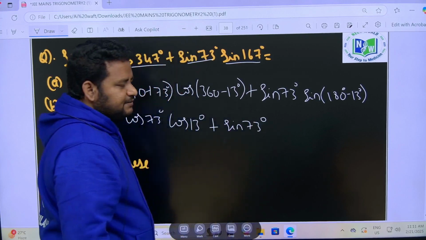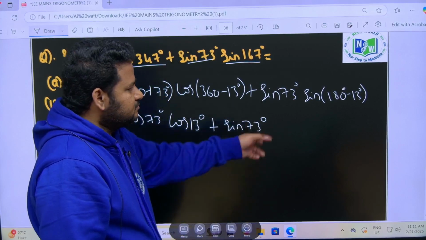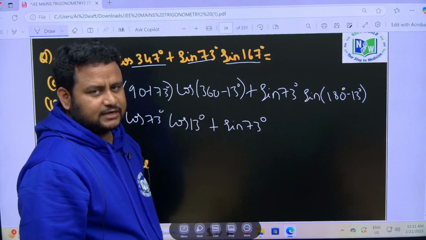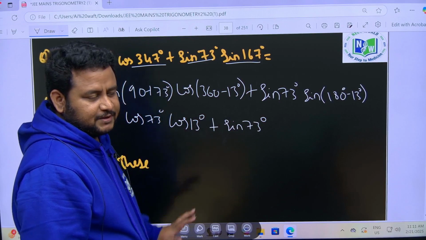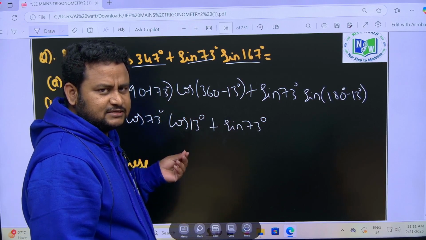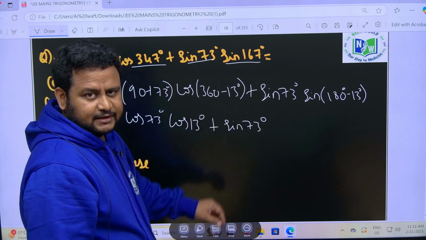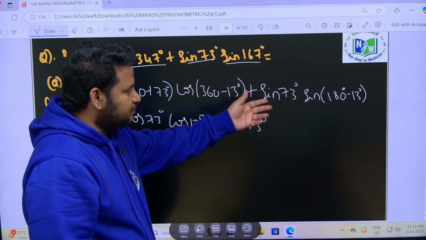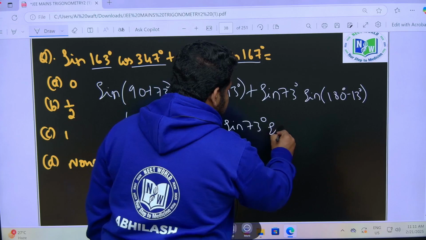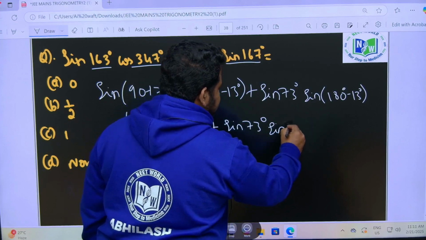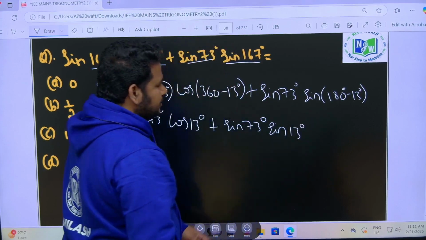Okay. Sin 180 minus theta. What is it? It is the second quadrant and it is an even multiple of pi by 2. I am repeating again and again so that after some classes you will get used to it. Later I will not be repeating what is even multiple. Even multiple means it will remain the same. Sin will remain sin. So sin 180 minus theta is sin theta. It is the second quadrant, sin is positive.